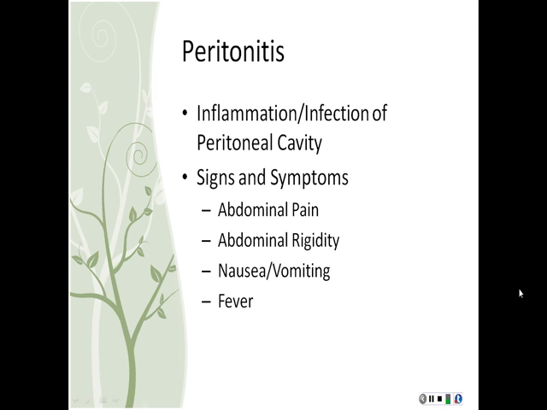Peritonitis, so we've talked about this a couple of times, but this is an inflammation or infection of the peritoneal cavity. Peritonitis is a very serious condition that can be life-threatening, and there are many causes. Throughout this lecture, you're going to hear it as a possible complication to a lot of different things. Signs and symptoms include abdominal pain, abdominal rigidity, nausea, vomiting, and fever. Usually they have a lot of pain.